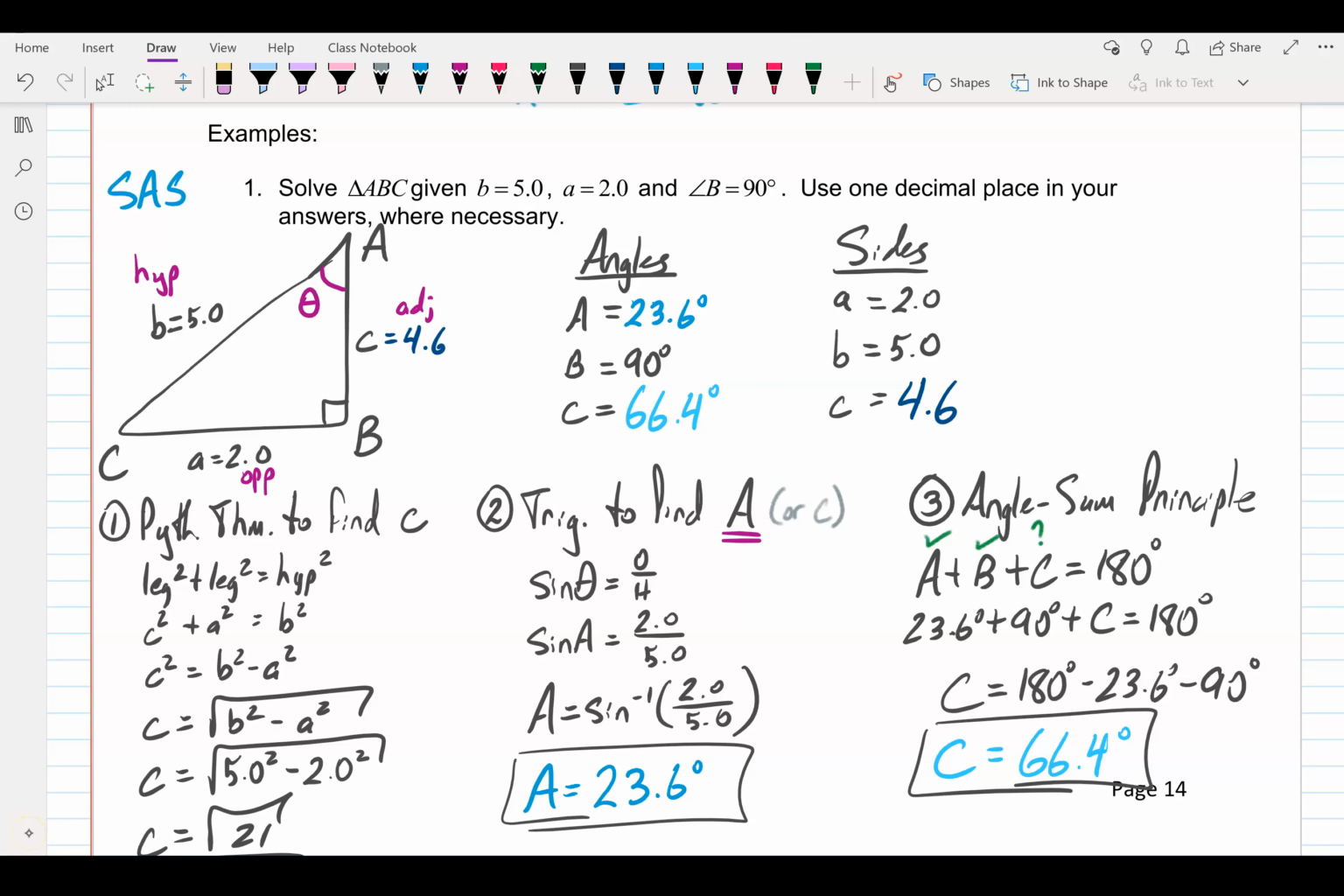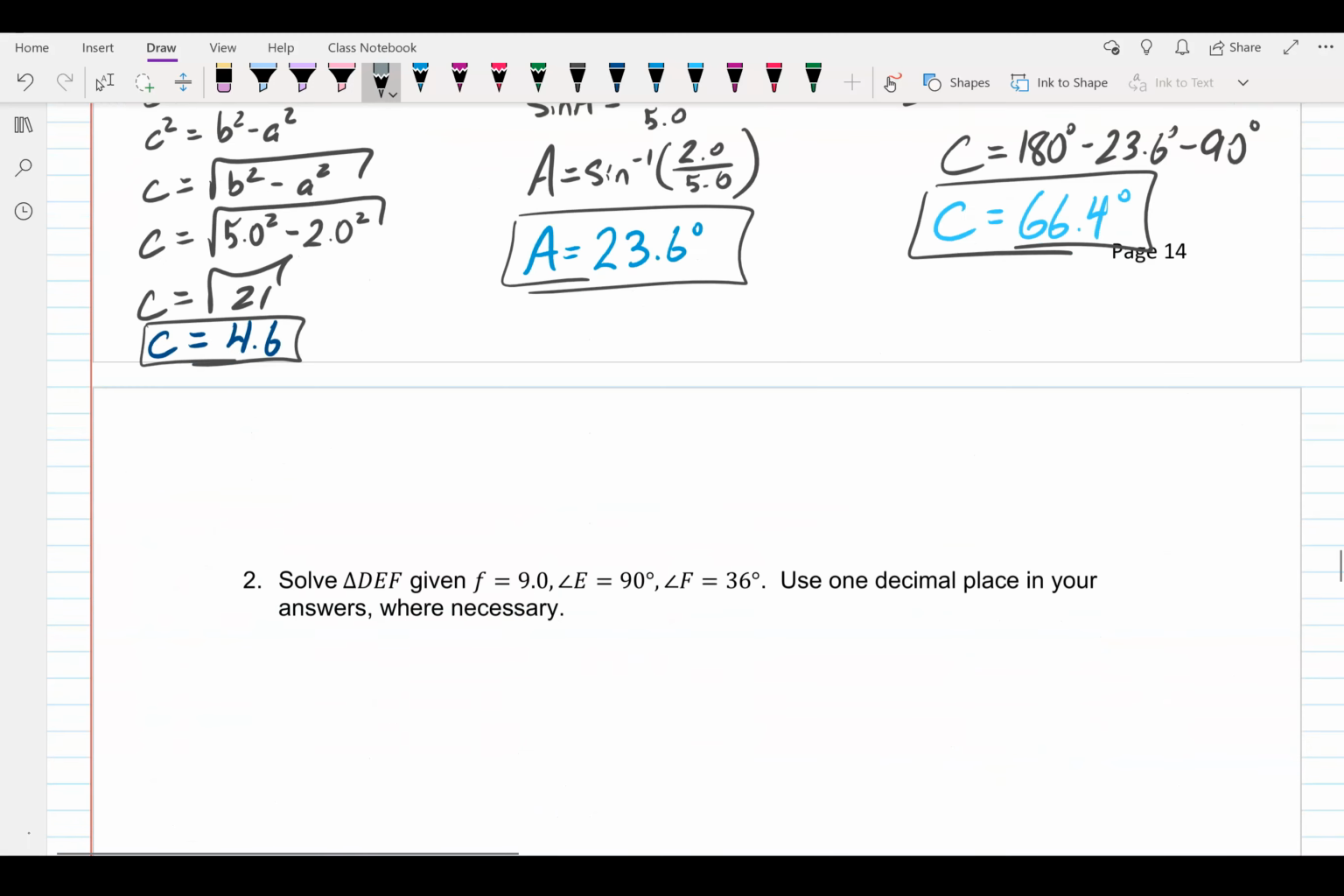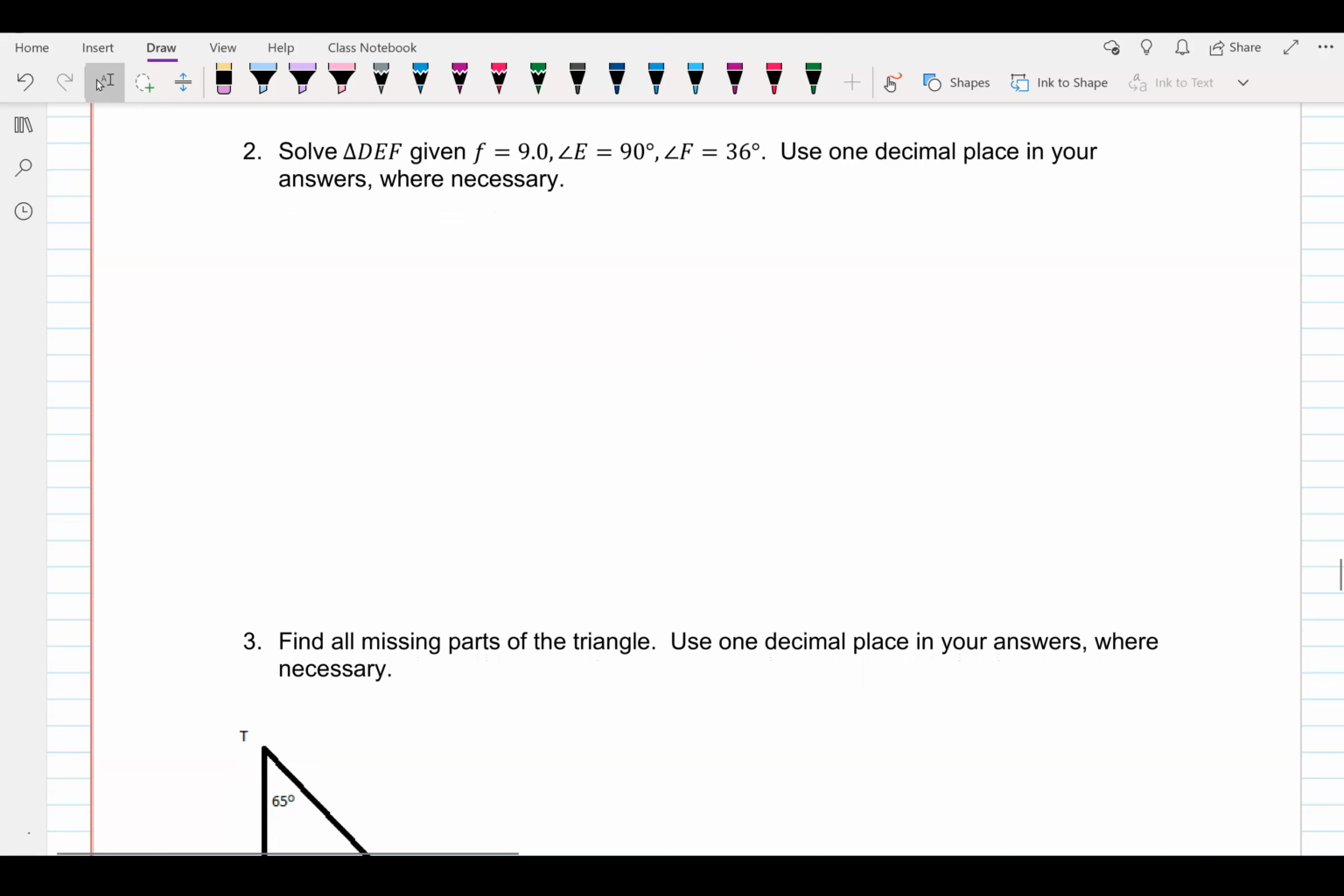One last thing is, if we were to have gotten C and worked it out here, our missing angle in the third step would have been A, right? We would have had C, we would have had B, we would be finding A, and it would have worked exactly the same way. I'm not going to show you the solution to that, but if you want to try it yourself, you can go ahead. Let's move on to the next question, question 2.